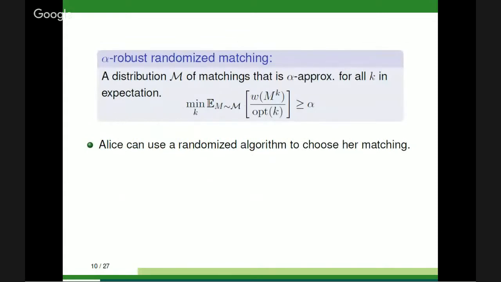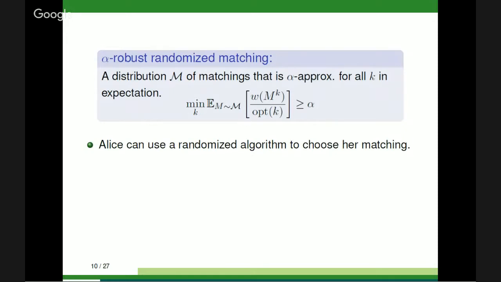An alpha-robust randomized matching is a weird name. It's just a distribution over matchings of the graph that is an alpha approximation for every k in expectation. Another way to put this is that we play the same game as before, but now Alice can randomize. She can select a distribution over matchings. Then Bob selects k, and the payoff is the expectation of the ratio between the weight of what Alice gets and the optimum.